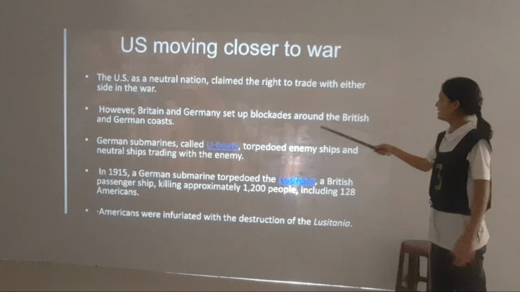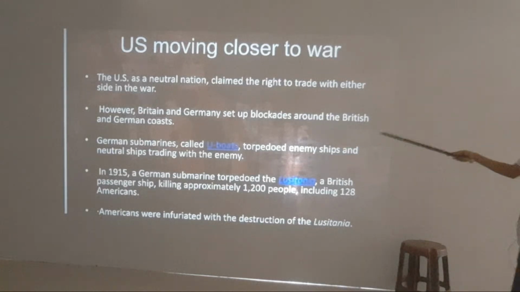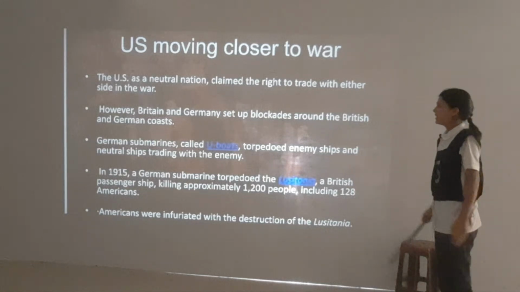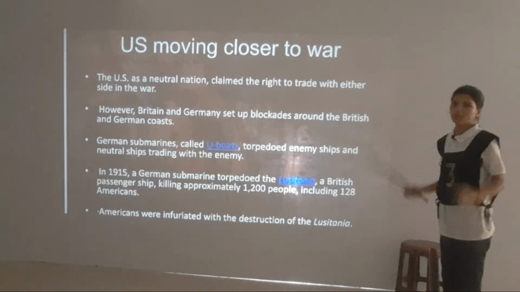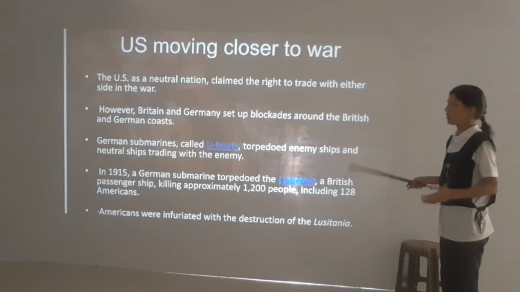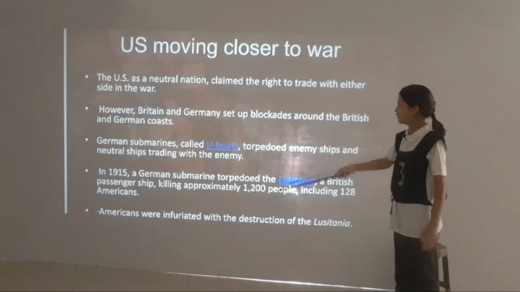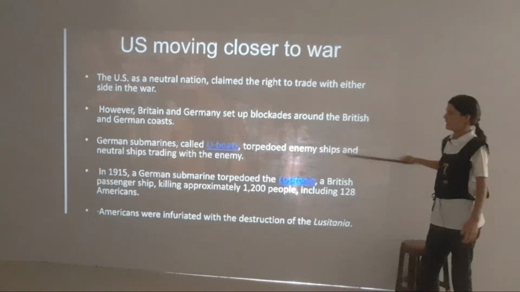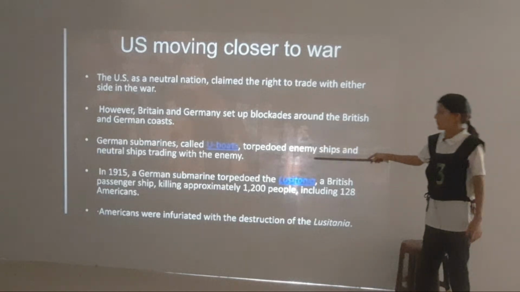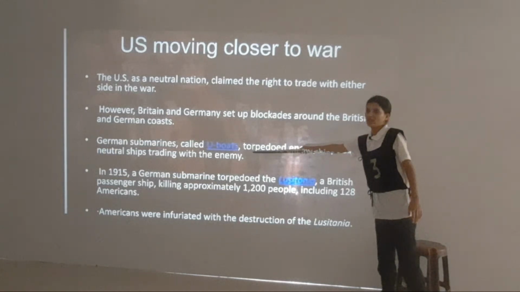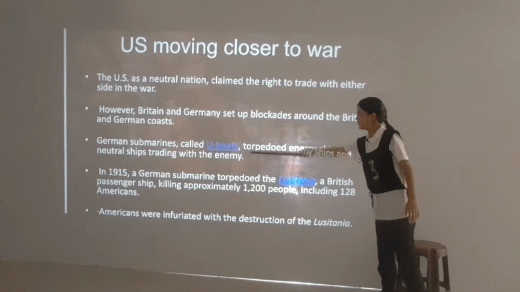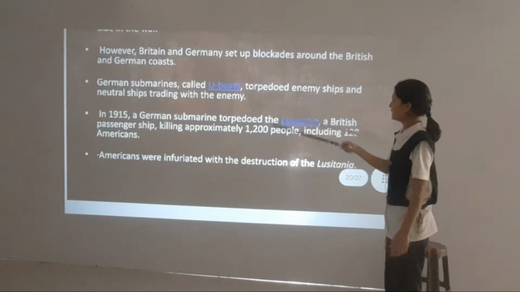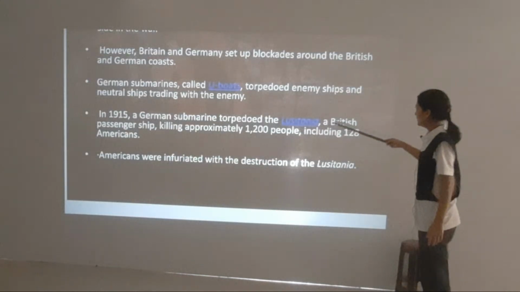However, Britain and Germany set up blockades around the British and German coasts. This is a point you have to keep in mind: the German and British coasts were guarded, and there were blockades. German submarines called U-boats torpedoed enemy ships and neutral ships trading with the enemy. Germany had these boats, which have a role to play. In 1915, a German submarine torpedoed the Lusitania.